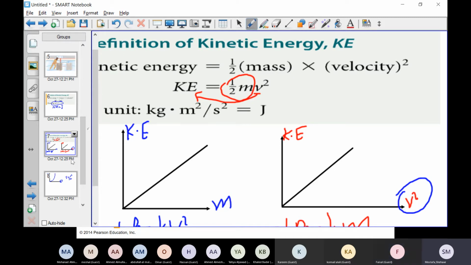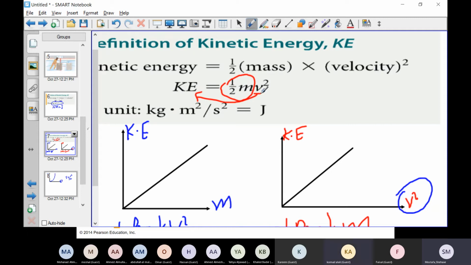Because kinetic energy is directly proportional with the square of the velocity. This means if the velocity doubled, the kinetic energy will increase 4 times, not doubled. If the velocity is tripled, this will increase 9 times, which is 3 squared.